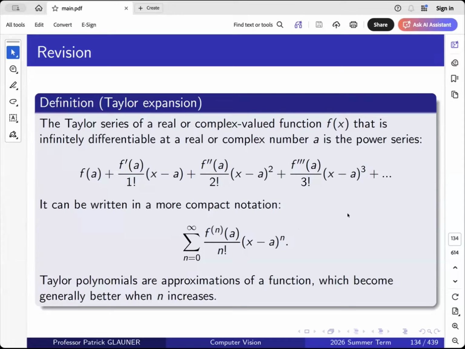This can be summarized as the following. It's the nth order derivative of f at a, where n starts at 0. So the 0th derivative is just the original function at a, divided by n factorial, multiplied with x minus a raised to the power of n.